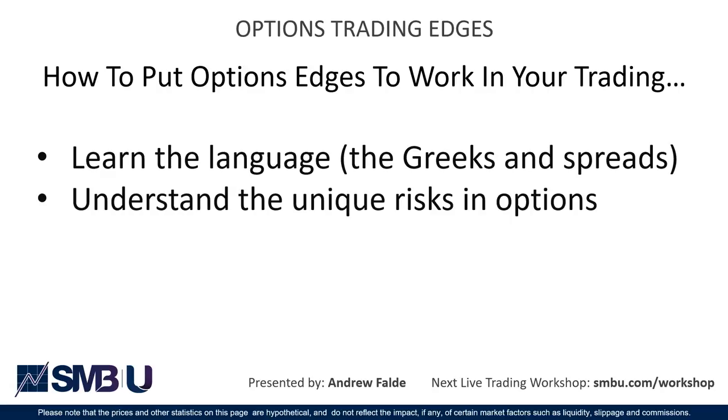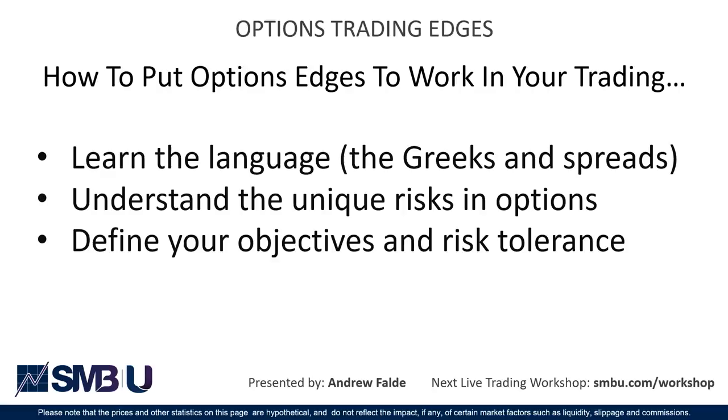You need to understand the unique risks in options. One of those we talked about briefly today was that your risk that's talked about may seem like a low number and something you can leverage up, but really that risk is easier to realize. There's also unique risks where volatility can kick in and change your expected P&L, good and bad. And you have to define your objectives. So we're talking about how do you add these edges? You've got to define your objectives and your risk tolerance.